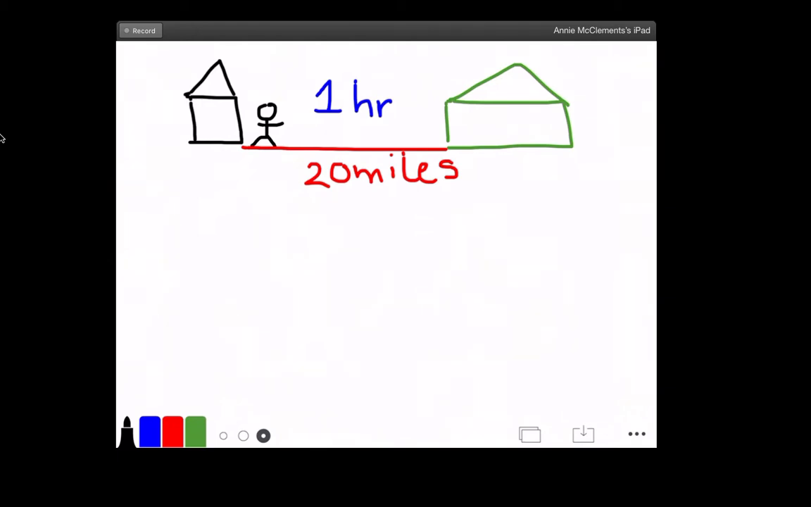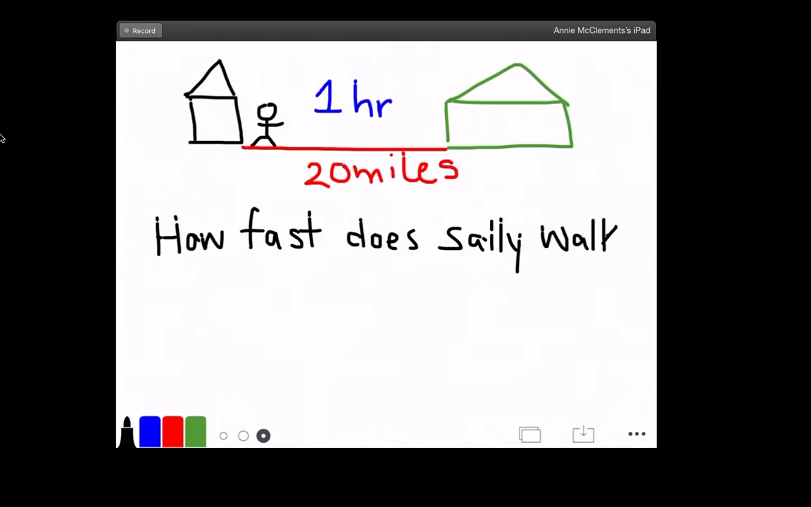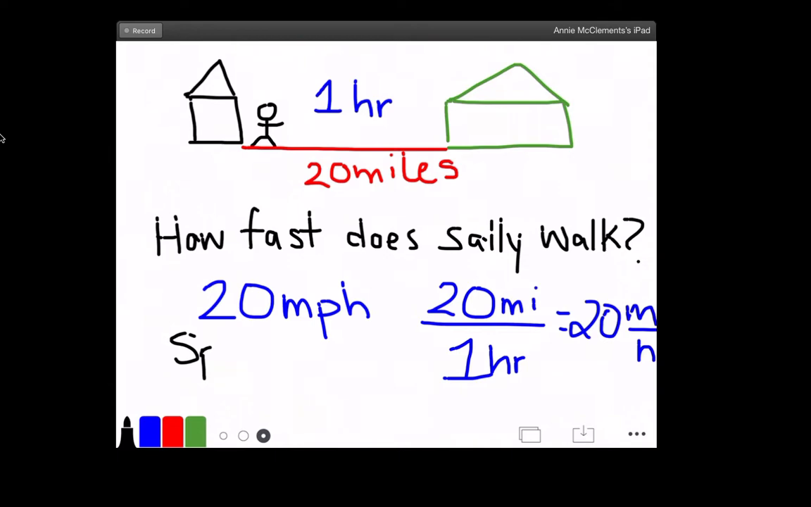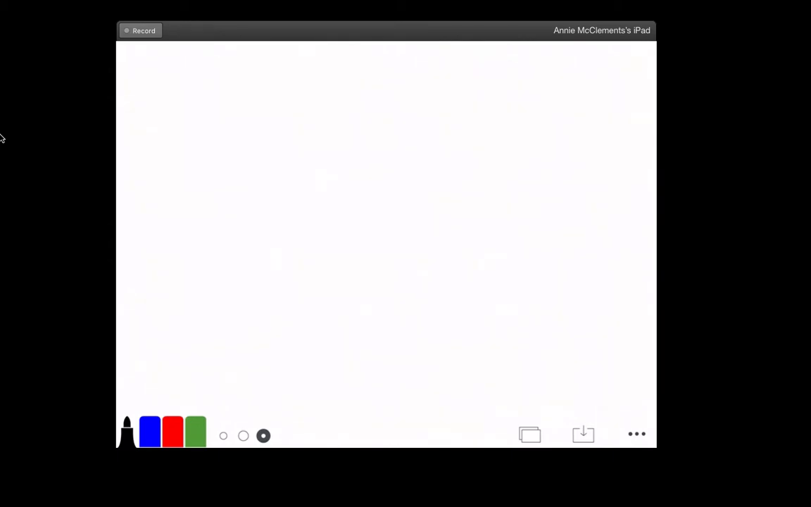Maybe at some point in your life, someone gave you this problem and said, how fast does Sally walk? How fast does she walk? And you probably gave an answer, something like, Sally walks 20 miles per hour. You looked at that and said, okay, she goes 20 miles and it takes her 1 hour. I'm going to divide that. Some crazy math going on here. 20 divided by 1. So we've got 20 miles every hour. This is hopefully not foreign to you. Maybe you've seen something like this before. You just solved for Sally's speed. You gave us how fast she was going.